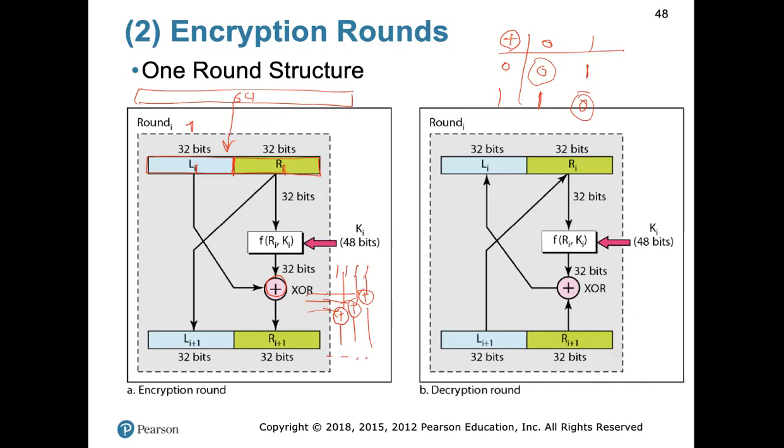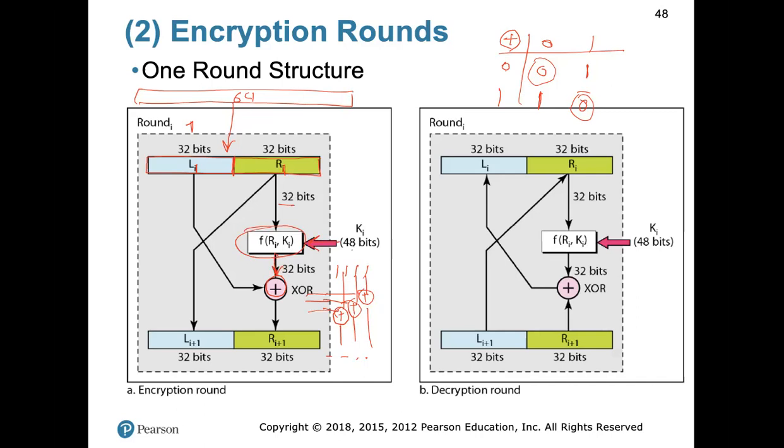Okay, L1, here we are assuming that we are talking about the first round. The L1 will be XORed with something that comes from R1. And R1 here is going to be applied to a function. This function is very important. We call it the encryption function. This function takes R1 and takes the round key, 32 bits and 48 bits. It takes both of them, and it gives us an output which is 32 bits.